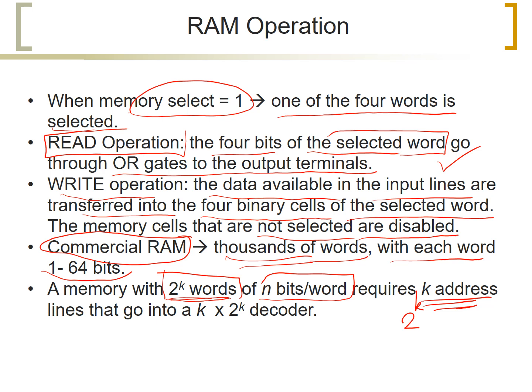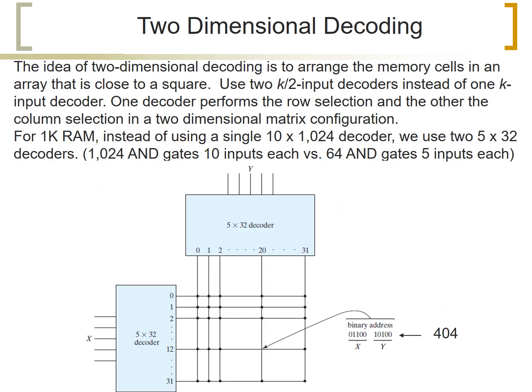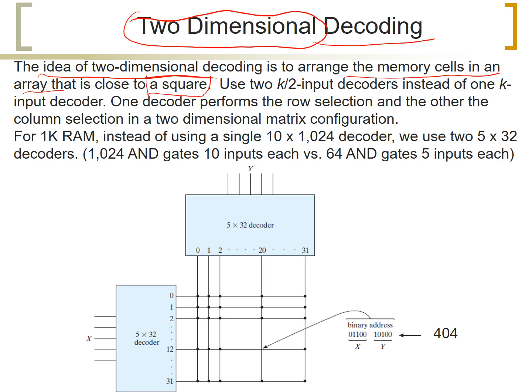However, to be able to do the addressing, we will need a decoder with k inputs and 2 to the power k outputs. This is a big decoder when 2 to the power k is large. In order to simplify the decoding function, we use what we call two-dimensional decoding. The idea of this decoding is to arrange the memory cells in an array that is as close as possible to a square. In other words, the previous memory that we have just seen is a one-dimensional array.